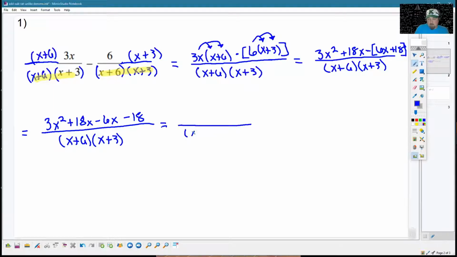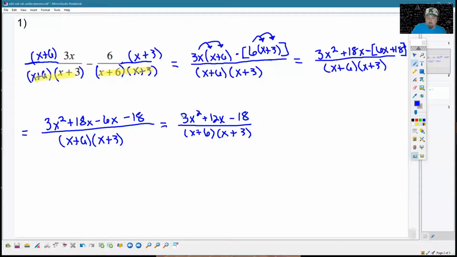So now we're going to combine like terms. The bottom still hasn't changed, so we're only working with the top here. So that's x plus 6, and this is x plus 3. And so 3x squared, nothing combines with that. The 18, nothing combines, but these two are going to combine and turn into 12. So that's 3x squared plus 12x minus 18.